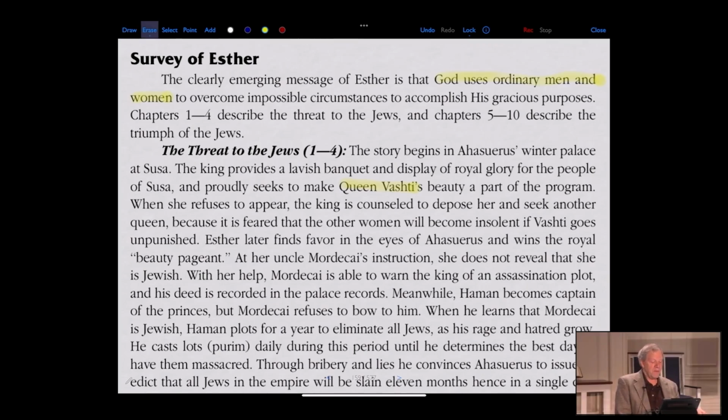Because when she refused to appear, the king is given counsel by his advisors to depose her and seek another woman, because it's feared that the other women will get ideas. They'll become insolent. If Vashti goes unpunished, what's going to happen? All the guys in this kingdom are going to be in serious trouble, you see. So if we let her get away with this, it'll be bad for all of us at home. So you want to be the ruler of the nest, the ruler of the keep, then you better take care of this. Needs to be done.